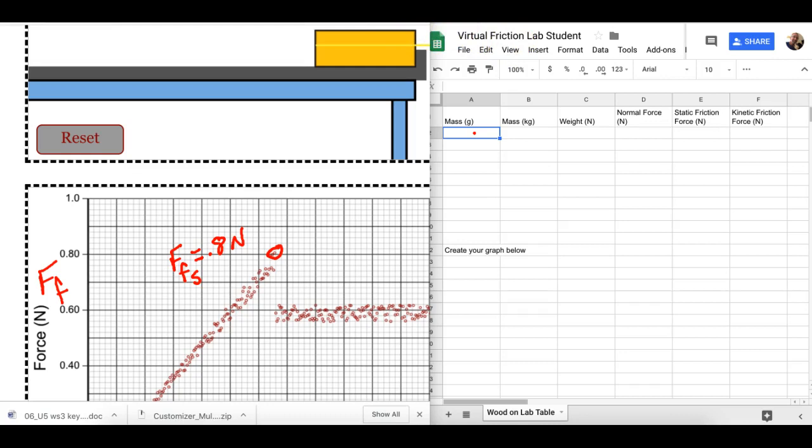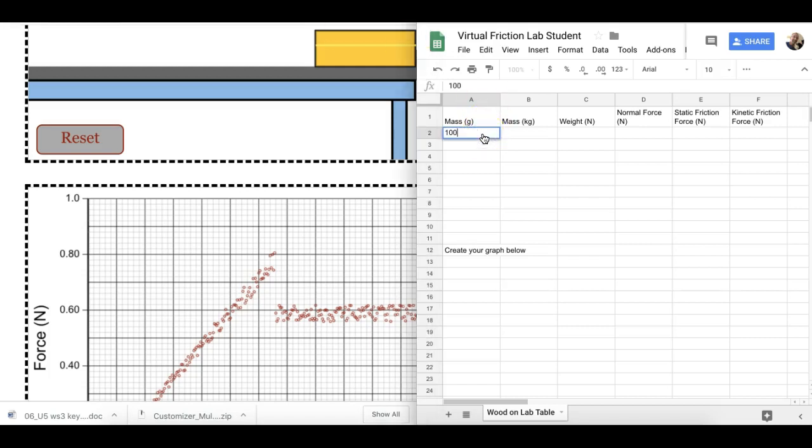And the very first number that we're going to put in is going to be the mass, and we said that the mass was 100 grams. We divided by 1,000 to get 0.1 kilograms, and then we multiplied by 10 to get the weight. So that is 1 now. The normal force and the weight, remember these two things are the same. So mg and N are the same, so that's 1. And then we just said that the static friction force was this very top value, which is approximately 0.8. And so we'll go ahead and put that in.